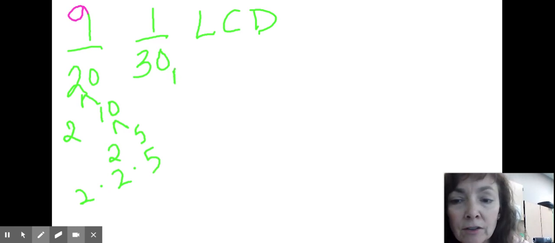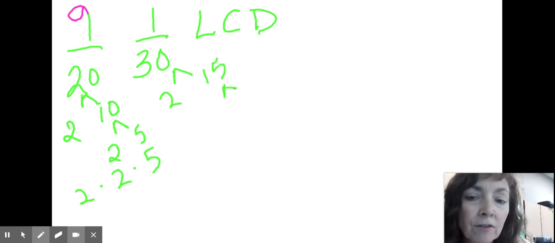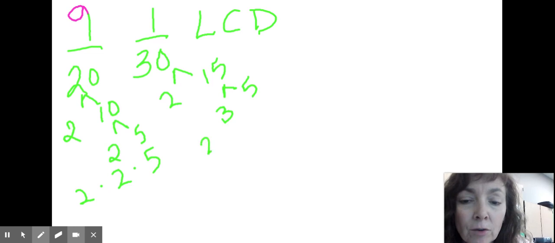If I break down 30, it looks like this. I start with the 2. 2 times 15 is 30. And then I need to break down that 15. 2 doesn't go into 15, but 3 does. 3 times 5. And neither of those break down. They're both prime. I have 2 times 3 times 5.